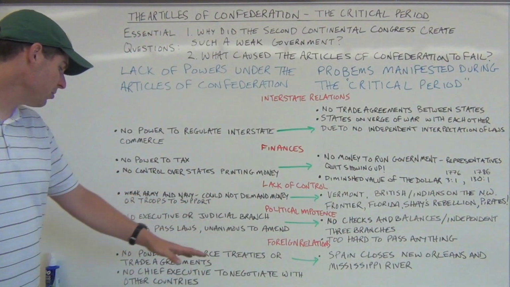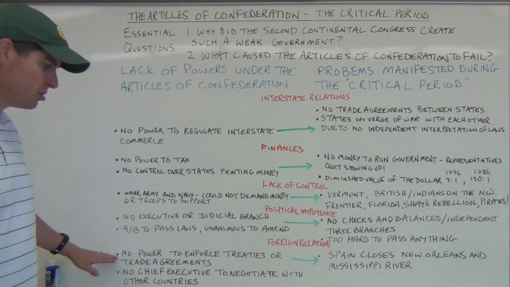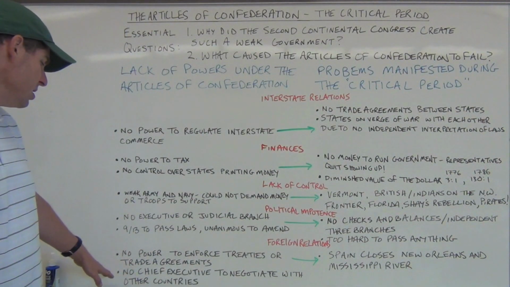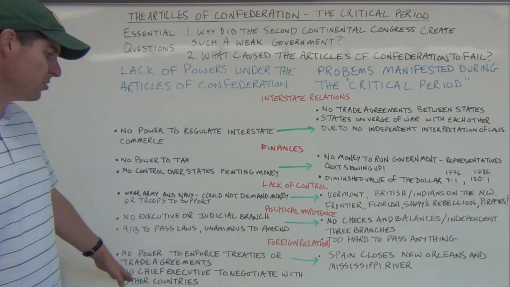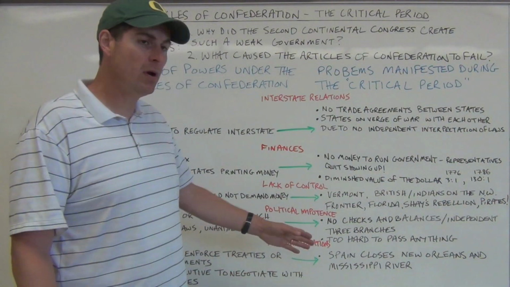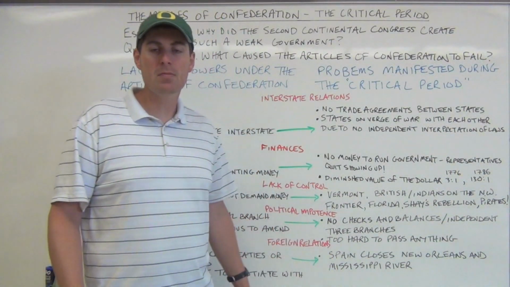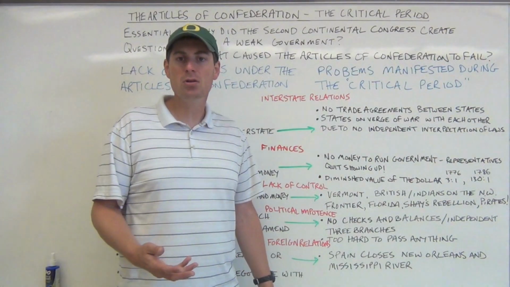Okay, the last area is foreign relations. There's no power to enforce treaties or trade agreements. There's no chief executive to negotiate with other countries. One way this is manifested is Spain closes the Mississippi River, all access to New Orleans.